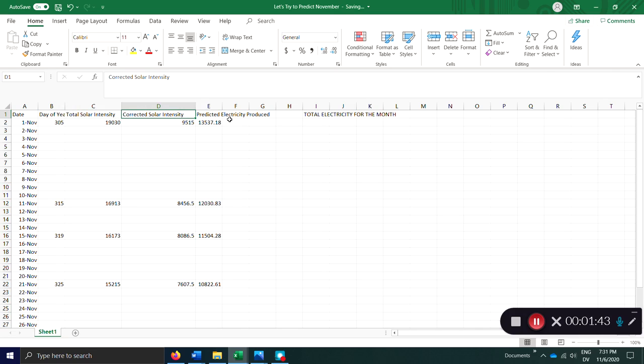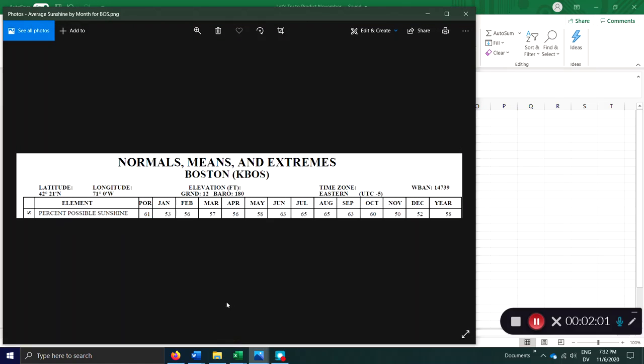We've got to correct it because this total solar intensity is only true if it's totally sunny. It's not totally sunny. In future months, obviously, we don't know how many clouds are going to be in the sky. That's impossible to predict. But you have access to this handy bit of information: on average, how much sunlight we can expect for any given month. And for the month of November, it has 50.